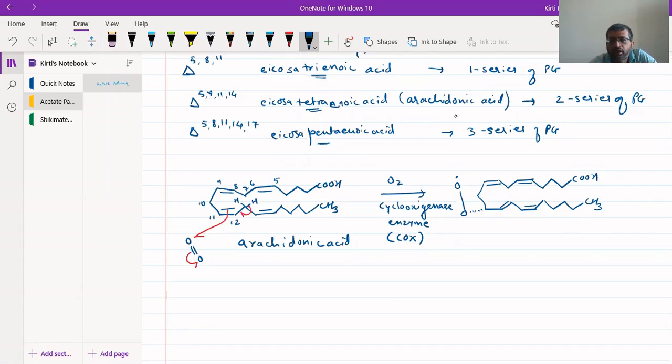So यहाँ से double bond between 12, 13 बनेगा. So this double bond will be generated. This is the new double bond that we have made. From here it has shifted to the neighboring carbon atom.